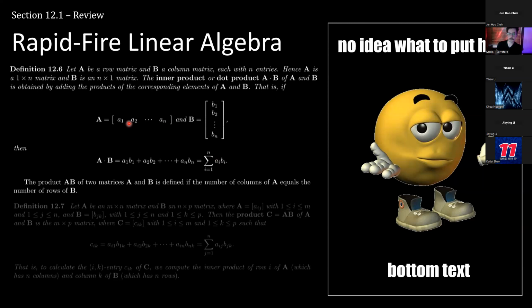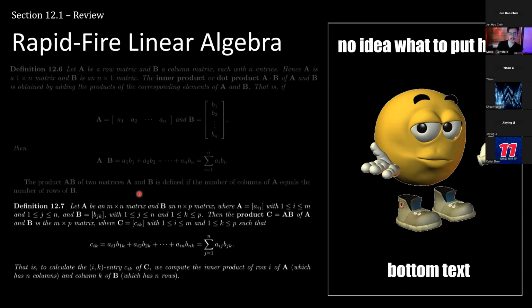So the inner product between two vectors or skinny matrices is just the sum reduction of their element-wise products. If we have A1 through An and B1 through Bn, they need to be the same length. You just multiply A1 with B1, A2 with B2, and so on, and then you sum up all those entries. So you can summarize this with this formula.